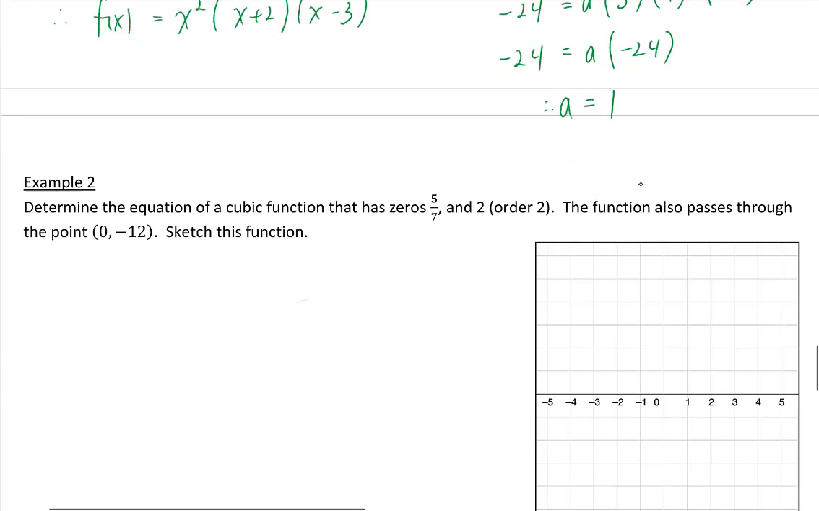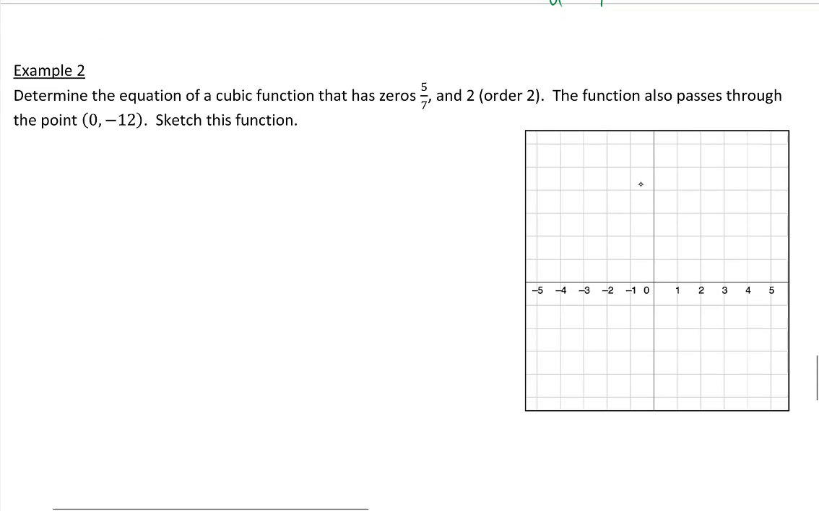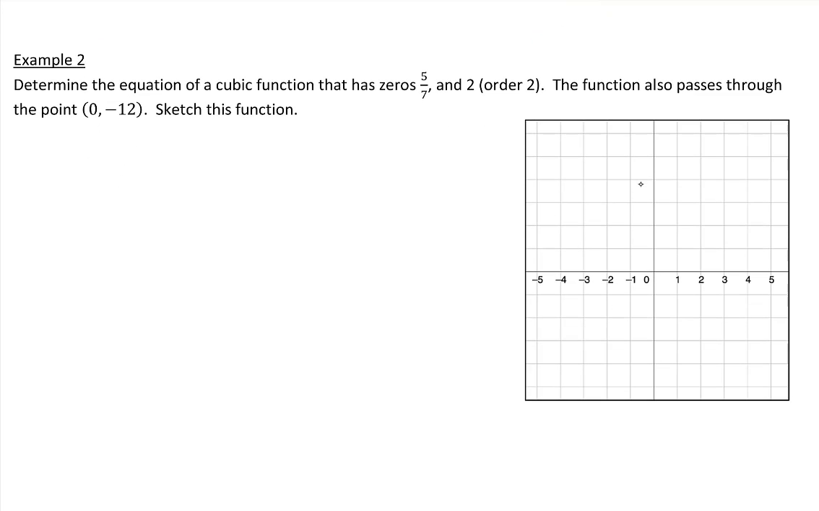Example 2. Let's try this again. Determine the equation of the cubic function that has zeros 5/7 and 2. And the 2 is of order 2. We'll start off with y equals a. This time we have 5/7. And that is actually 7x minus 5 to the order of 1. And then x minus 2 to the order of 2.